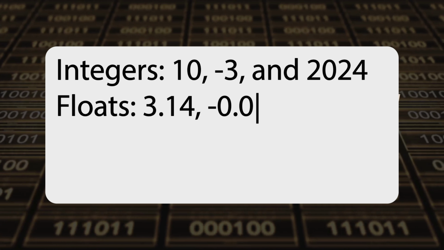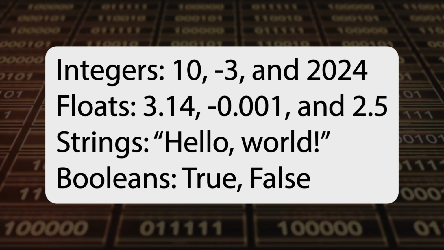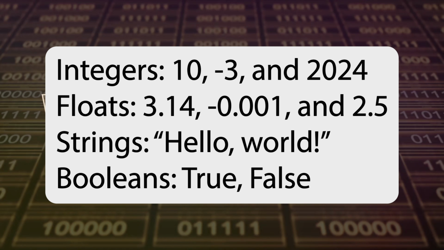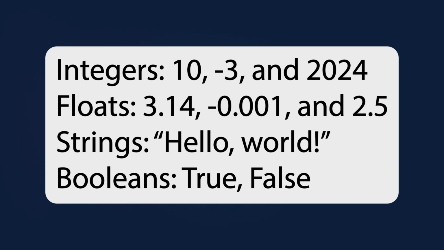Integers. These are whole numbers without any decimal point. For example, 10, -3, and 2024 are all integers. You might use an integer to store a person's age or the number of items in a shopping cart.